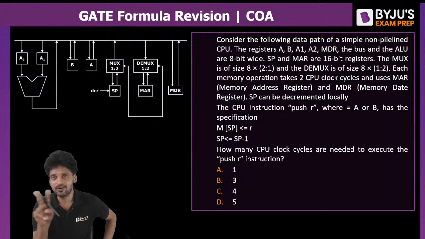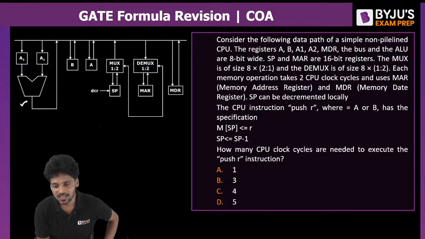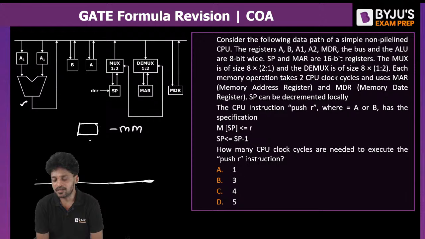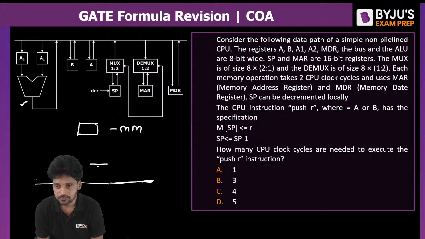Let us say this is the ALU. But generally, in any processor, remember this. Of course, there is a main memory. But in order to communicate with the main memory, I will have two registers. One is the address register, the second one is the data register, otherwise referred to as the memory address register and the memory data register.